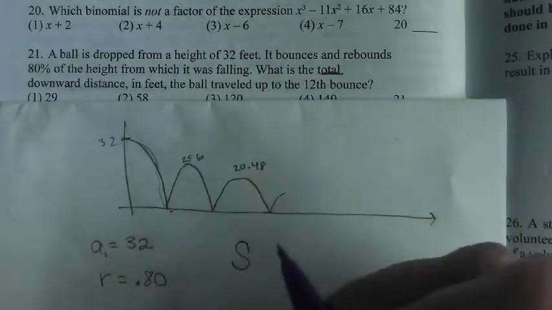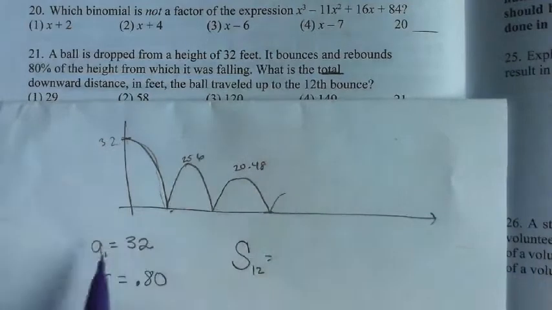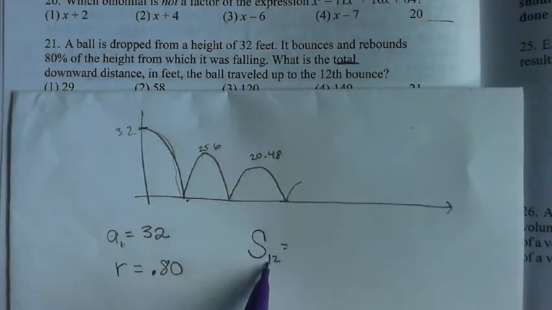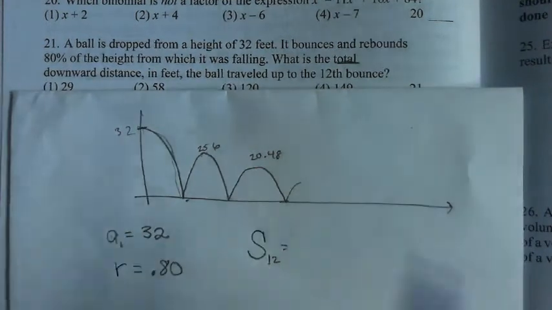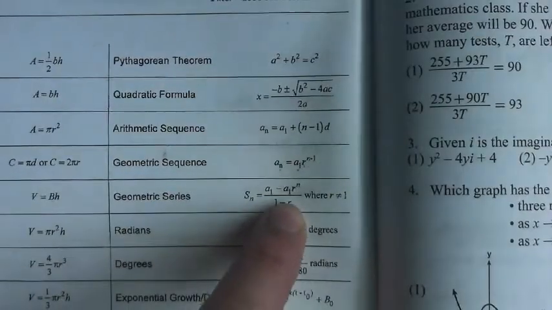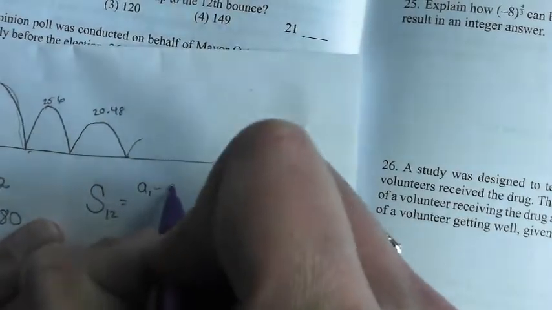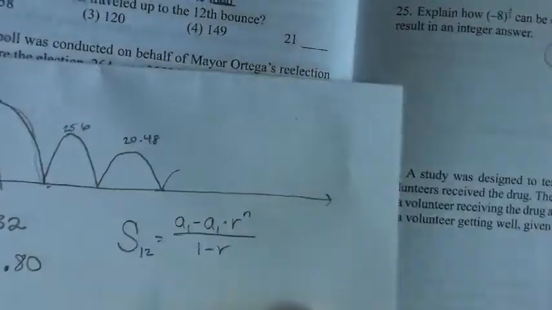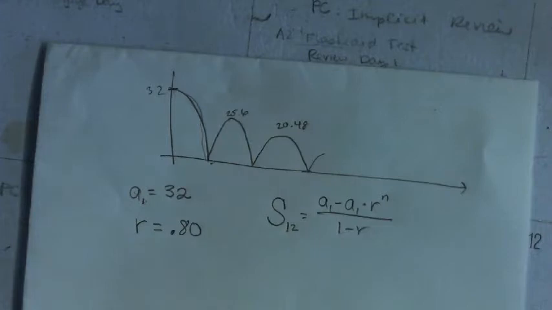So S up to the 12th bounce, and I've already defined A sub 1 is up to the first bounce, so this will mean up to the 12th bounce. Do you follow that? Okay. And your formula is given right on your reference sheet, A sub 1 minus A sub 1 times R to the N and so forth. So A sub 1 minus A sub 1 times R to the N all over 1 minus R. I'm going to check that one more time to make sure that's correct. Yes, okay. So we have everything we need.